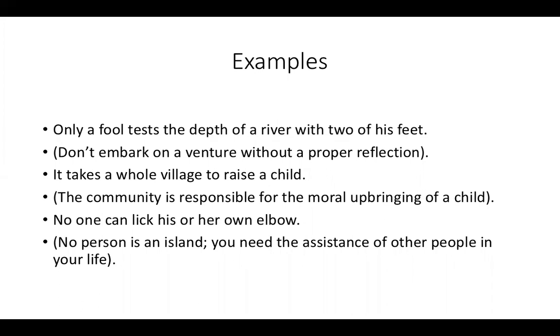It takes a whole village to raise a child, which is true. And the non-literal meaning is that the community is responsible for the moral upbringing of a child. So any community, whether it is a village or not a village, the non-literal meaning is an advice that goes beyond the village. It applies to modern society, to institutions, to organizations, to any group.